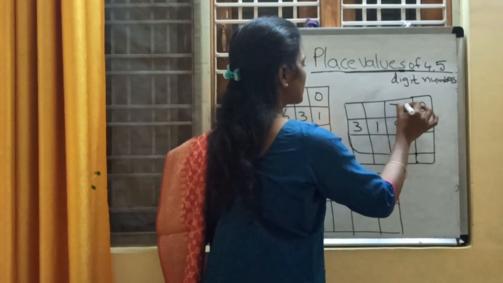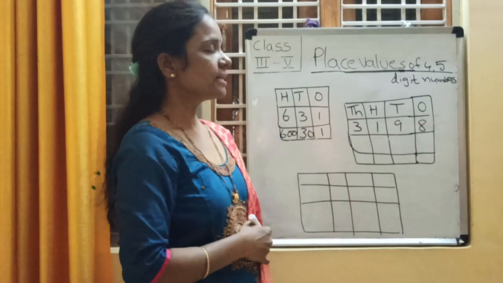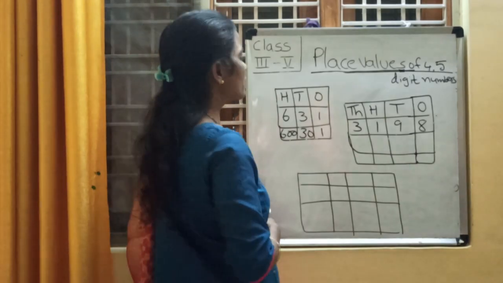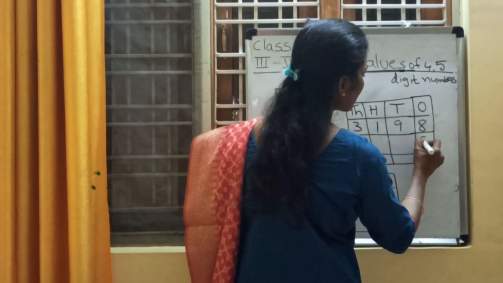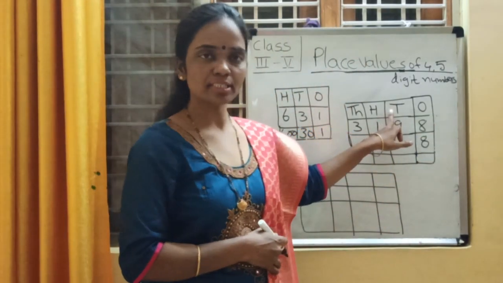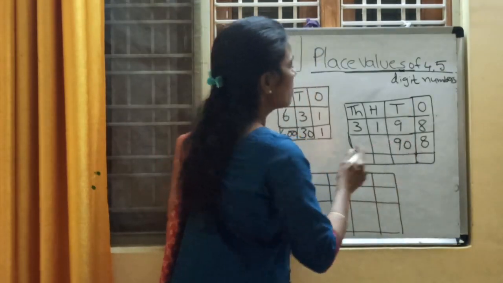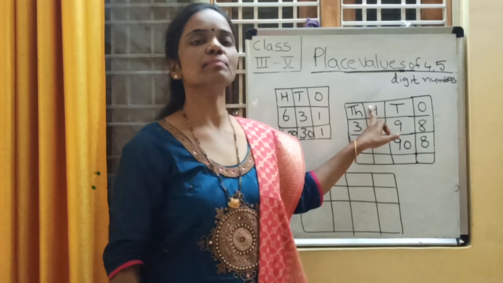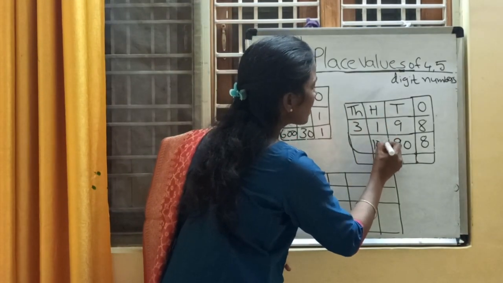Ones place, tens place, hundreds place, thousands place. Now write down the place values. 8 is in ones place. What is the place value of 8? 8 only. 9 is in tens place. What is the place value of 9? 9 tens are 90. 1 is in hundreds place. What is the place value of 1? 1 into 100, 100 is the place value of 1.